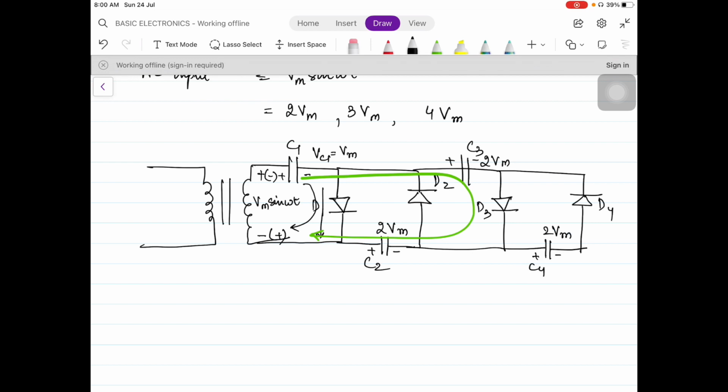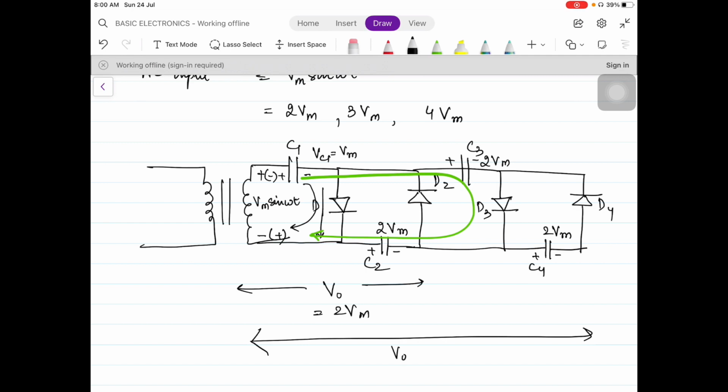So this is how the voltage multipliers work. That means if you are calculating the voltage across this particular part, you will be getting 2 VM. If you will calculate the voltage across the whole part, you will be getting the sum of the voltage of C2 and C4, that will be 4 VM, that means the quadrupler. And if you will calculate the voltage across this particular section, you will be getting VM plus 2 VM, that is voltage tripler. So this is voltage multipliers.